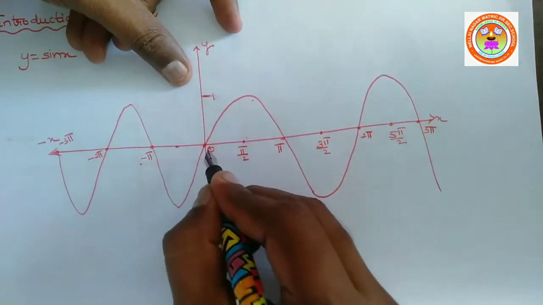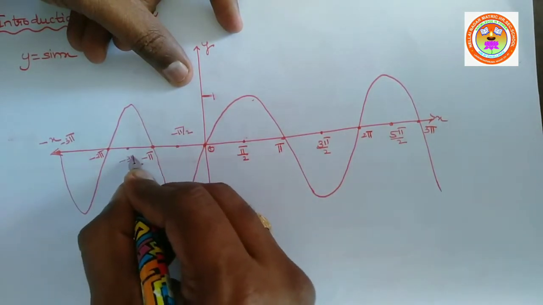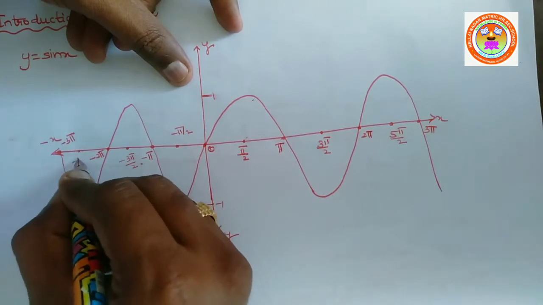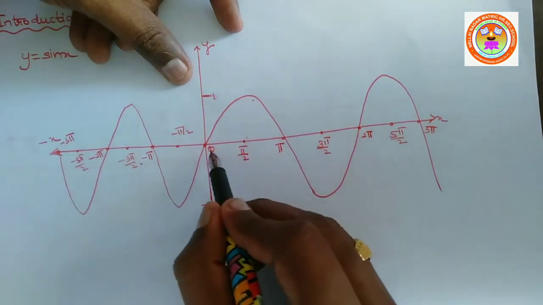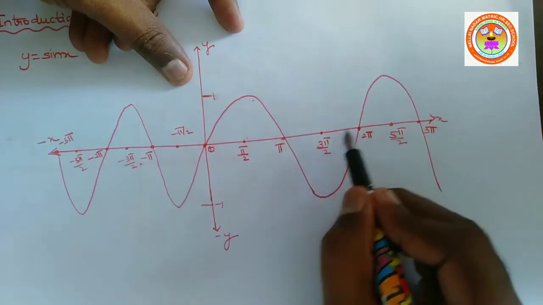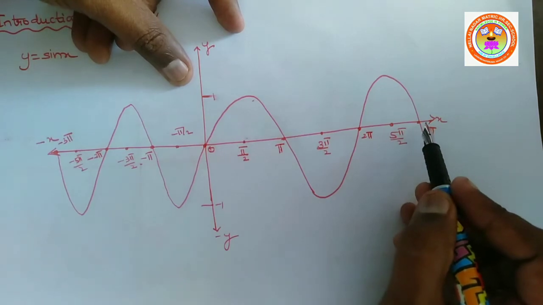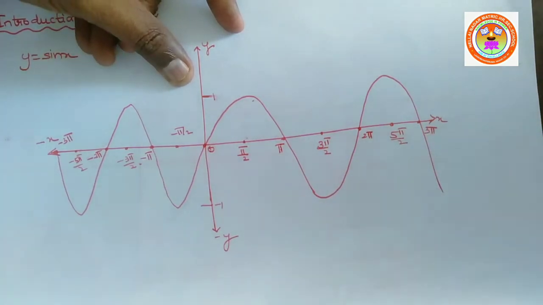The same applies here also: 0 and minus pi gives minus pi by 2. This will be minus 3 pi by 2. This will be minus 5 pi by 2. This is a mid value, no? 0 plus pi by 2. Pi plus 2 pi, 3 pi by 2. 2 pi plus 3 pi, 5 pi by 2. That's all. These are the midpoint values.